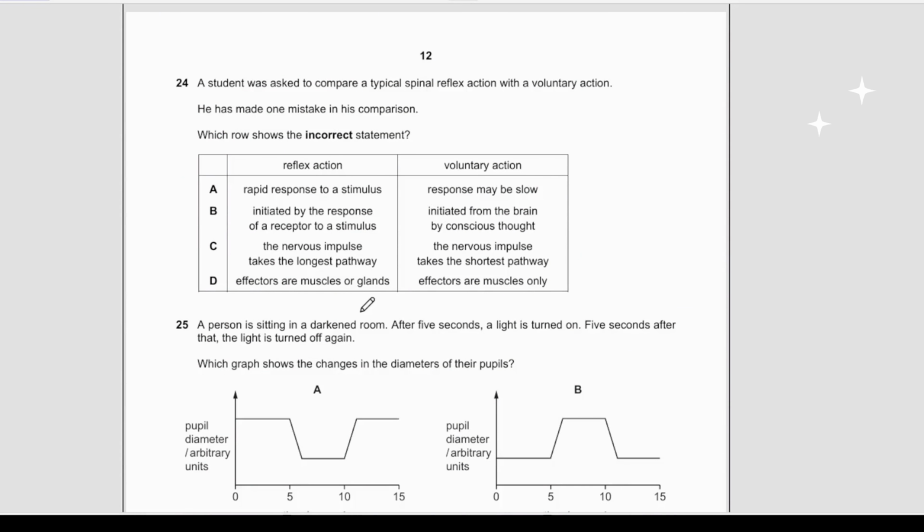Okay, a student was asked to compare a typical spinal reflex action with a voluntary action. One is reflex and the other is voluntary. Which row shows the incorrect statement? Reflex action is rapid. Okay, this one is correct, so this can't be the answer. Initiated by the response of a receptor to a stimulus? Yes. The nerve impulse takes the longest pathway? No. Effector muscles or glands? Yes. So the incorrect statement is given over here.